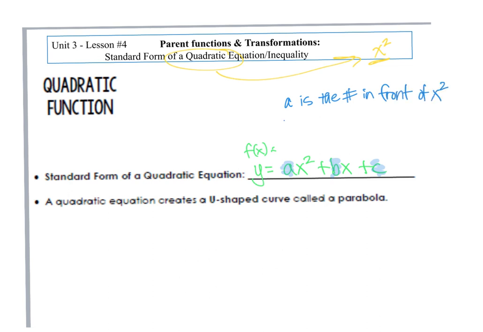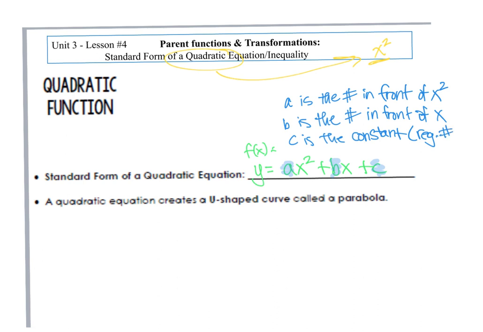Okay. B is the number or coefficient, we could say. Sometimes I just like to use real simple terms: it's a number in front of just regular x. And c is the constant, which is just the regular number, okay? That's what a, b, and c mean. They are all just numbers, okay? So keep that in mind as we're working through all of this.